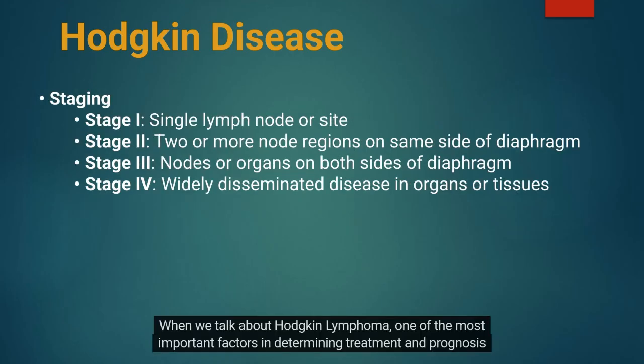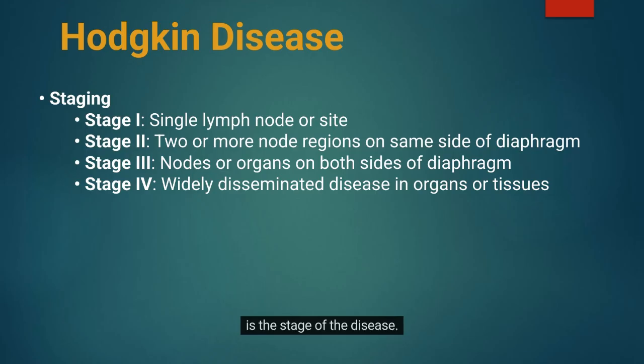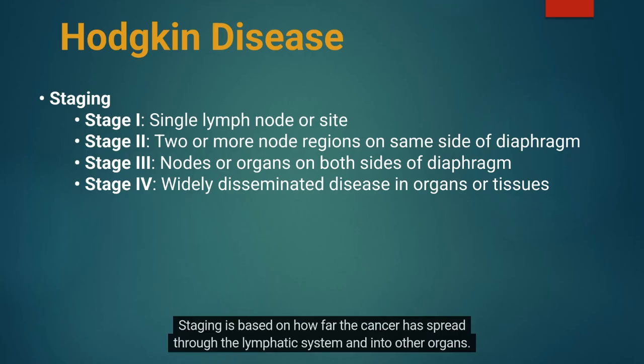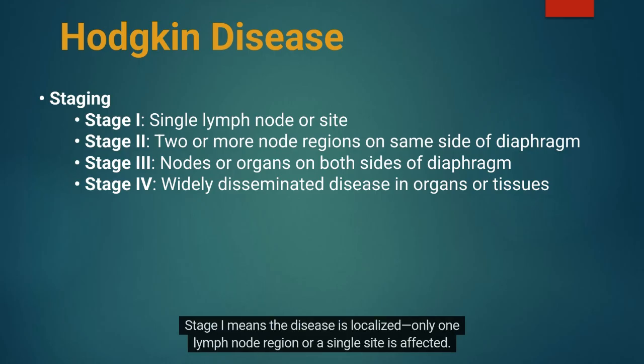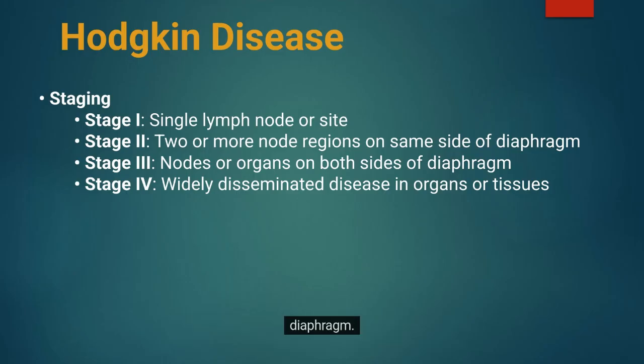When we talk about Hodgkin lymphoma, one of the most important factors in determining treatment and prognosis is the stage of the disease. Staging is based on how far the cancer has spread through the lymphatic system and into other organs. Stage I means the disease is localized, only one lymph node region or a single site is affected. Stage 2 means 2 or more lymph node regions are involved, but they are all on the same side of the diaphragm. For example, all in the chest or all in the abdomen.